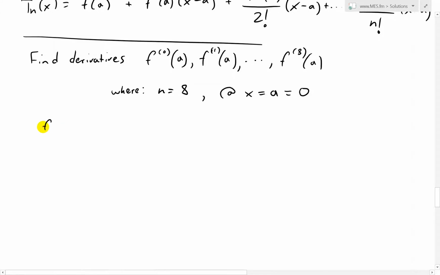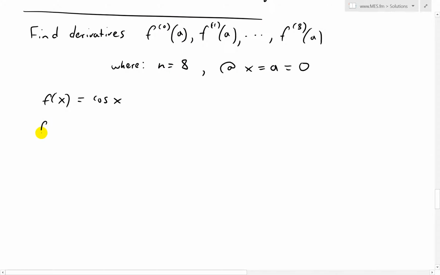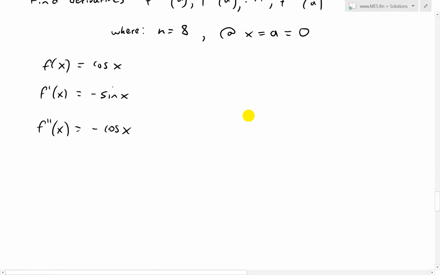So the 0th derivative is just the function f of x. This equals just our function cos of x. And then the derivative, f prime of x, recall, this is just going to be negative sine of x. Now we take the derivative again of this, f double prime of x. Well, that's just going to be negative cosine of x. Like that. Negative cosine of x.